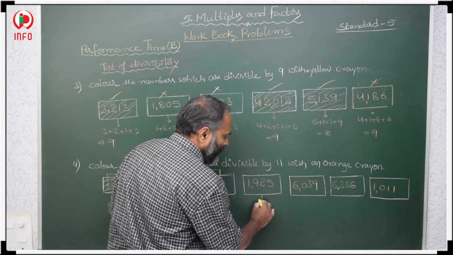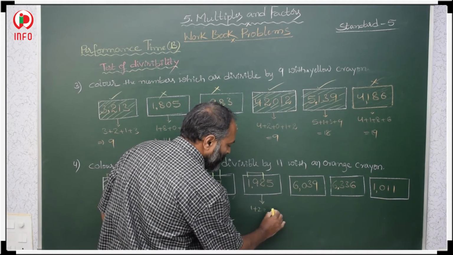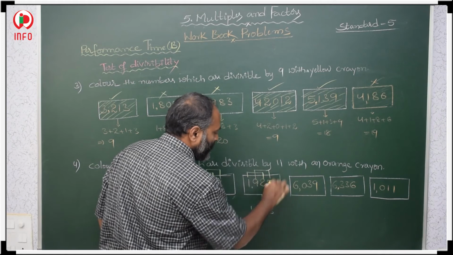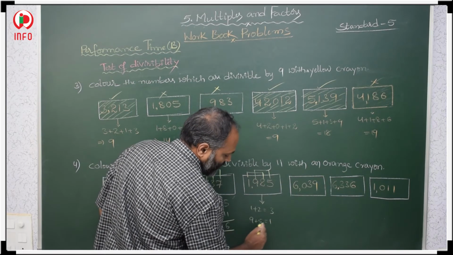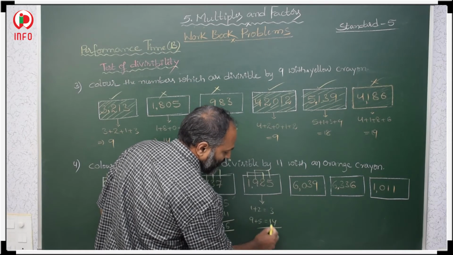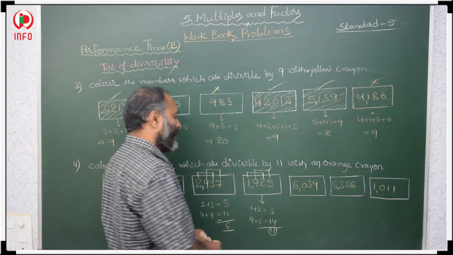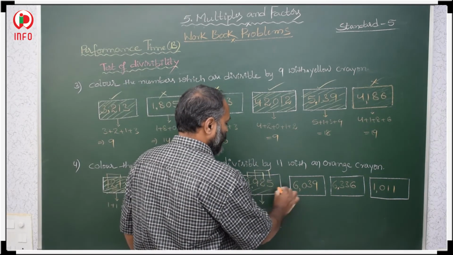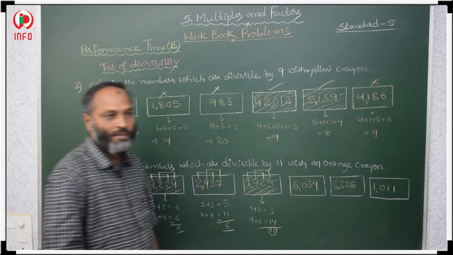Here, first, you have to find the sum of odd digits, 1 plus 2 is 3, then the sum of even digits, 9 plus 5 is 14, 14 minus 3 is 11, and 11 is a multiple of 11. So, this number is divisible by 11. So, color with orange. Okay. Like this, we have to find.